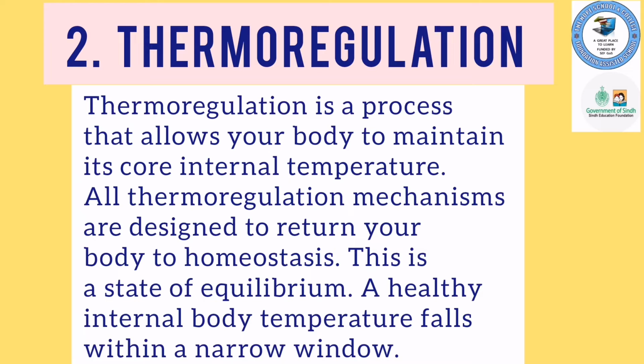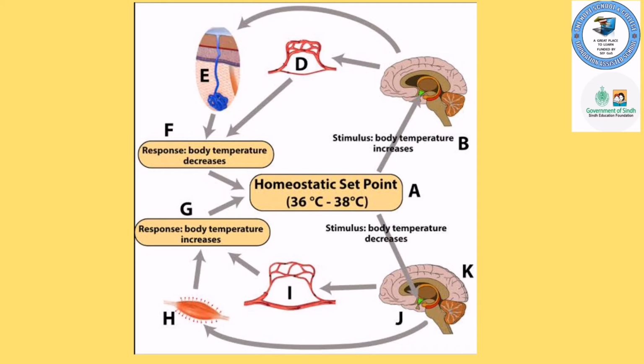Second one is thermoregulation. Thermoregulation is the process of maintaining body's internal temperature to set the balance condition, that is homeostasis, and the normal body temperature is between 37 degrees centigrade to 38 degrees centigrade. Effector, control center and receptors continuously balance and signal each other to maintain this normal temperature.